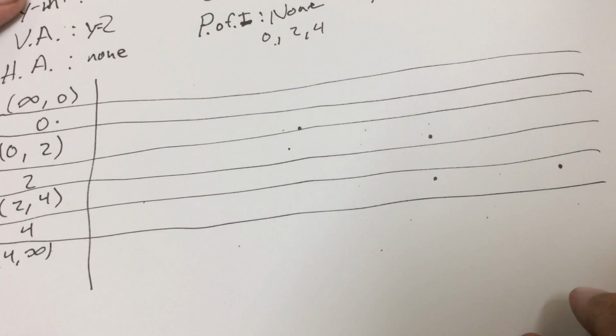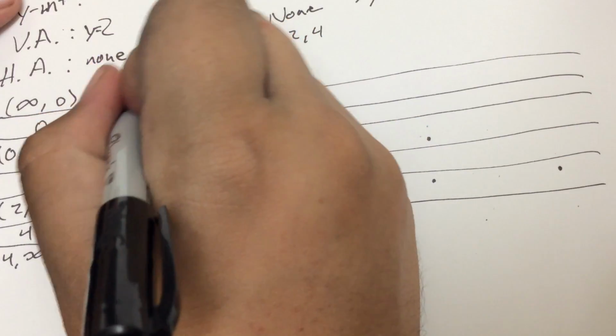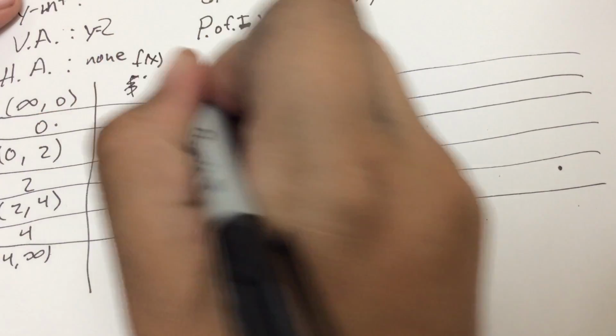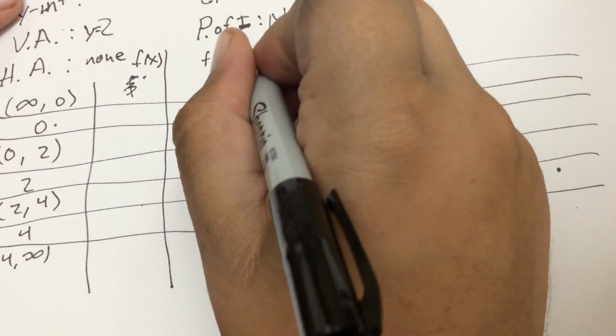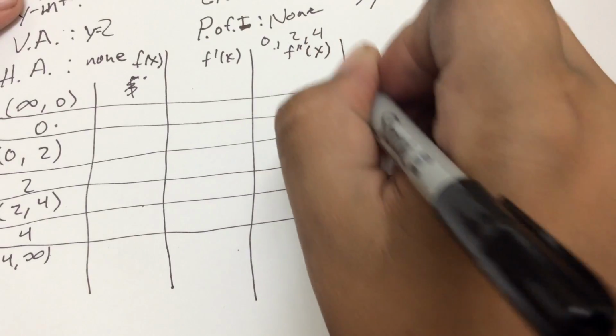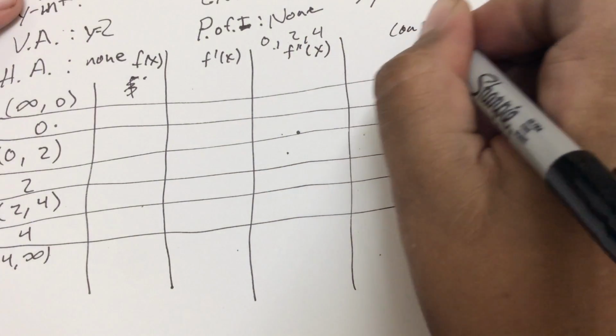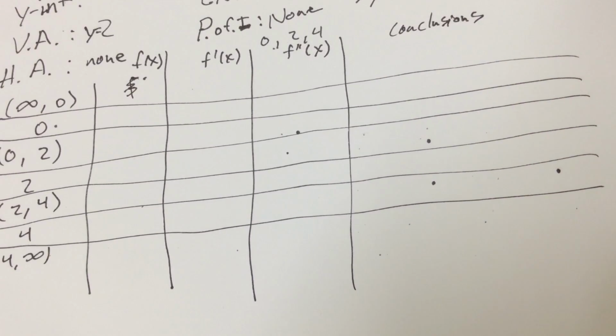So here's what I got set up so far. My first one here is going to be f of x, and I need to put this high enough. And it's going to be f prime of x, and then f double prime of x. And the rest is conclusions. So, graphing calculator time.